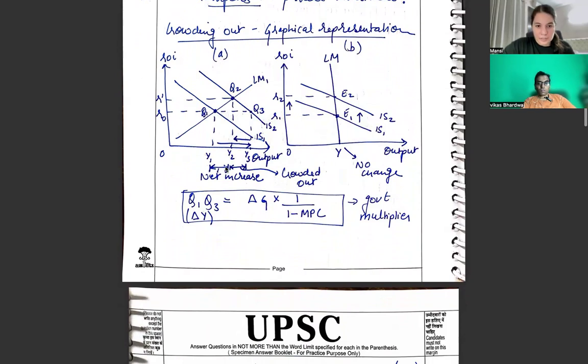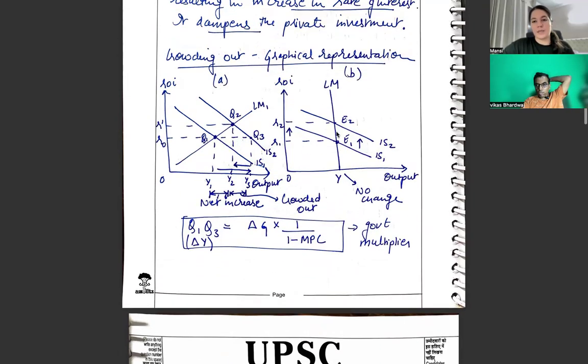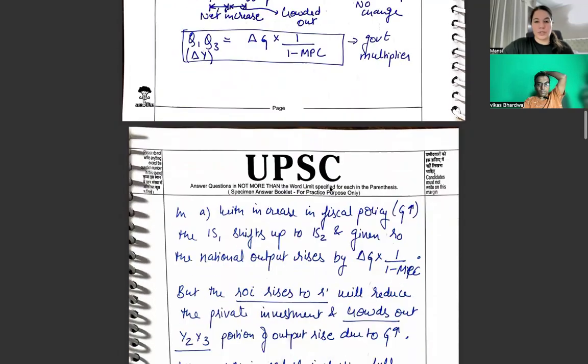output. So you can say this is the net increase and this much has been crowded out because of expansionary government fiscal policy. And in this panel, it is full crowding out effect, that there is no change in the output. Output is not increasing despite the increase in the government expenditure because of the inelasticity of the LM curve.